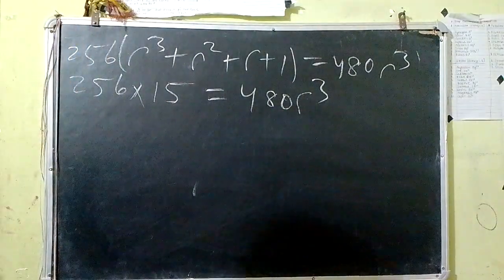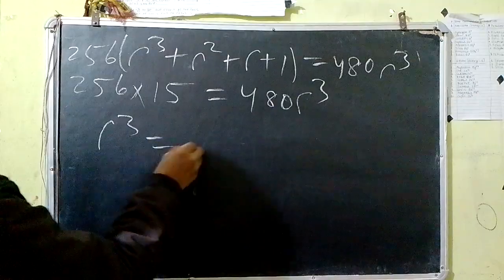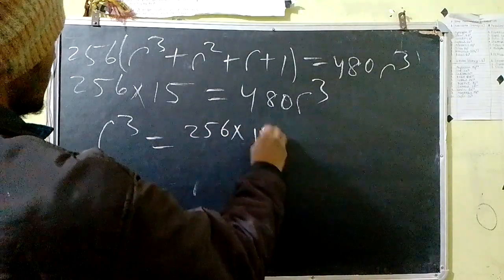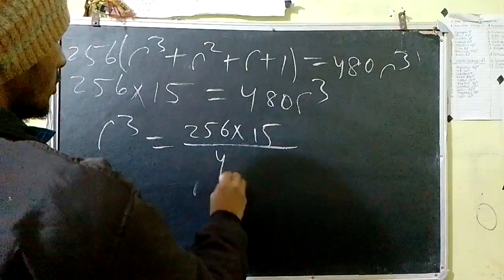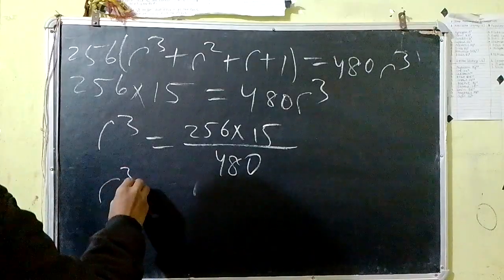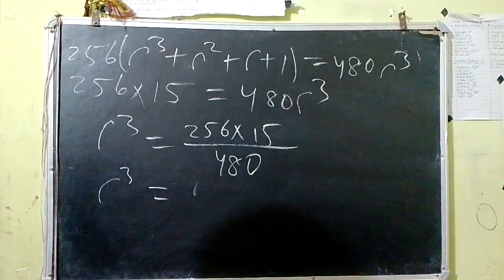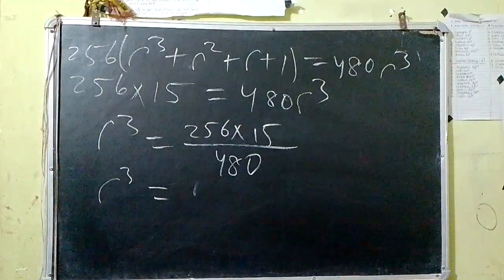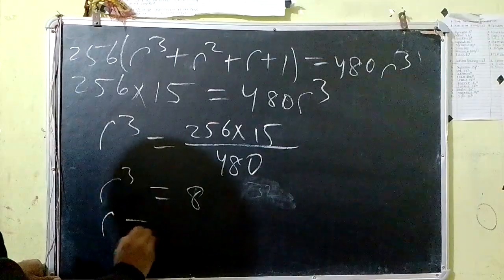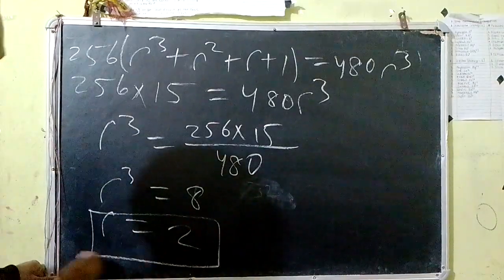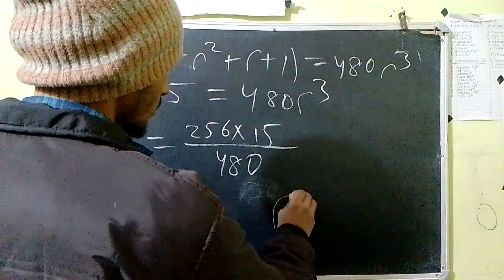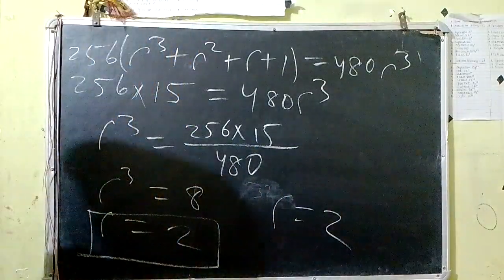If we find r cubed, it will be equal to 256 times 15 divided by 480. Let me solve it. I did my calculation, and this is equal to 8, which means r is 2. So the common ratio is 2. For this geometric sequence, the value of r was 2, and that's your answer.